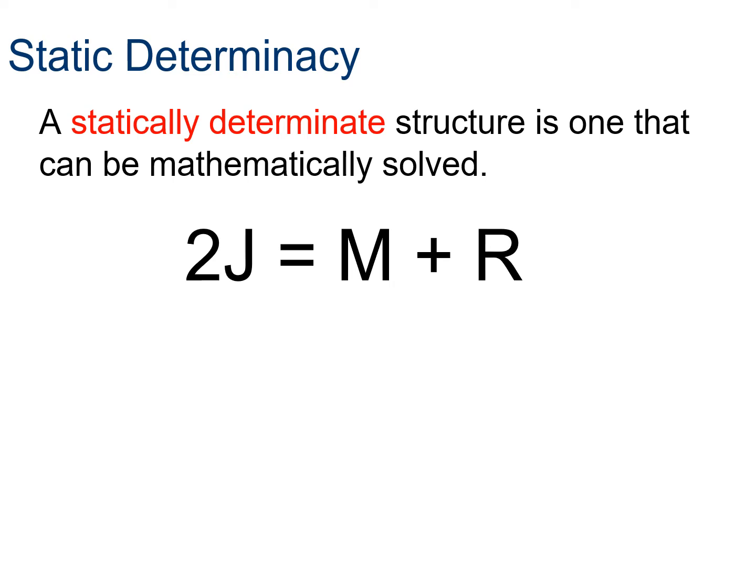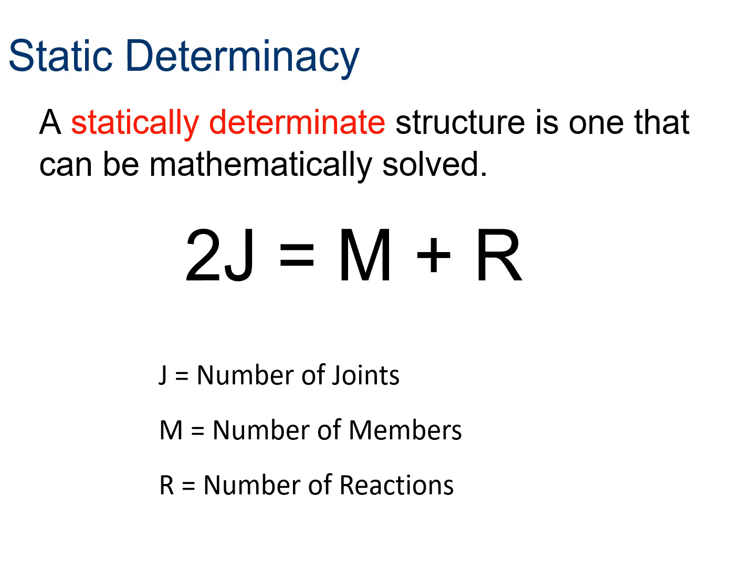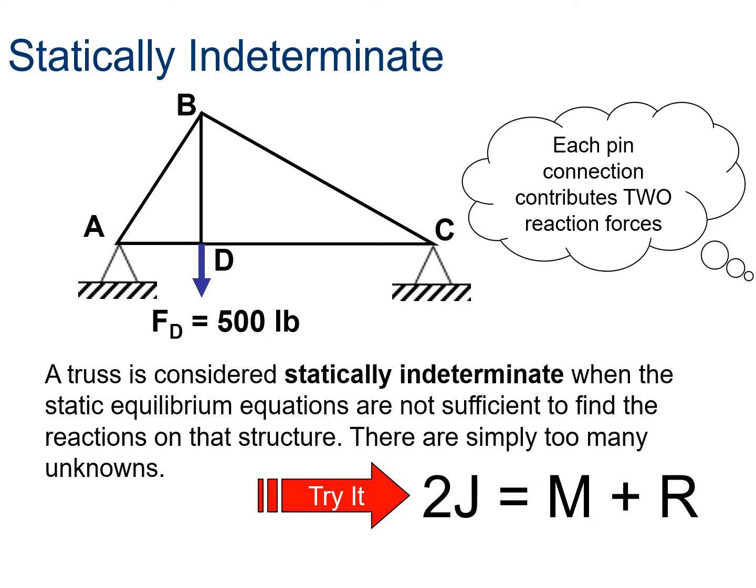Here is the relationship I want you to understand. A statically determinate structure is one that can be mathematically solved with this formula. And you're like, what is J, M, and R? Well, J is the total number of joints, M is the members, that is the beams, and R is the number of reactions. So let's take a look.